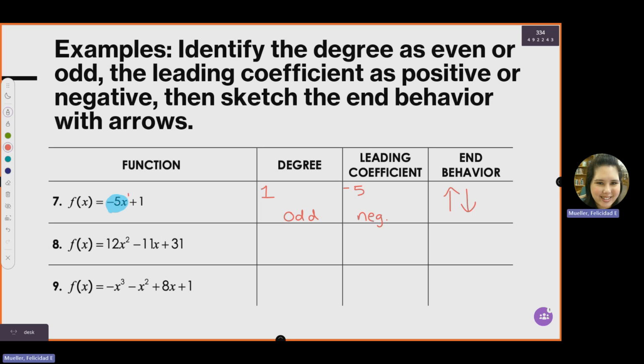I do want you to go ahead and try the rest of the problems. Again, if you don't have the handout, go ahead and do 7 through 8 first, and then I'll switch to the next slide so you can see the rest of the problems. So go ahead and try 8 and 9.